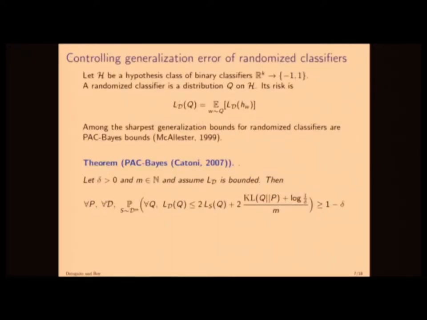So just a bit more formally, we have this hypothesis class of, I wrote binary classifiers, but this generalizes to zero-one error for multi-class. And the randomized classifier, you can think about it as some distribution in the hypothesis space. That's what I was talking about earlier. And this is what I mean by the risk of a randomized classifier. It's just averaging. It's just imagining that you draw a classifier and then label a point. PAC-Bayes bounds are among the sharpest, I guess, in practice.